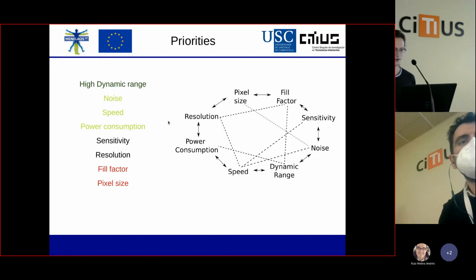As I said, you cannot have it all, so I made this list that shows priorities. First is to have higher dynamic range. Second is to lower noise. You will do this by implementing a pinned photodiode instead of a logarithmic one, and by using correlated double sampling. Speed and power consumption come second. We should have them better or good. Sensitivity and resolution I decided to keep neutral, and fill factor and pixel size as least important. Event camera pixels are already big. They can go up to 20 micrometers, for instance, while in frame-based cameras today you can find 1 micrometer pixels. So I said, let's go with this.